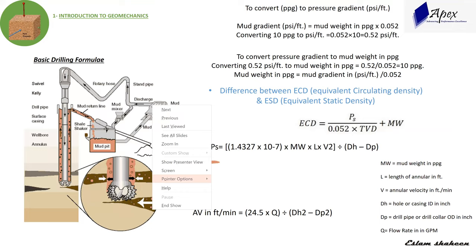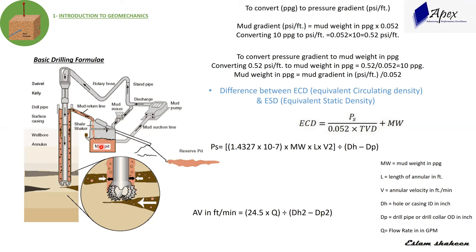This rotary hose goes through the drill pipes. After that, it flows out from the bit nozzles. In the journey of the mud from its mud tanks to the bit nozzle, it loses some pressure. So the acting pressure in the formation will be lower than the mud weight in the mud tanks, because it loses pressure as it goes through its journey.